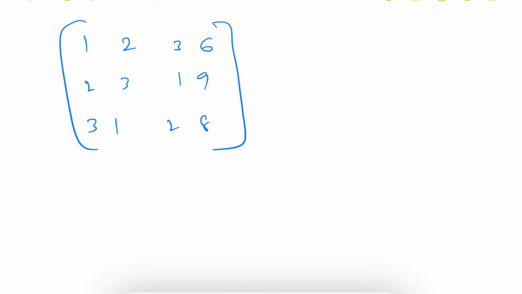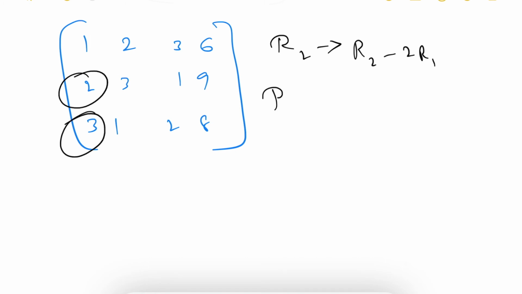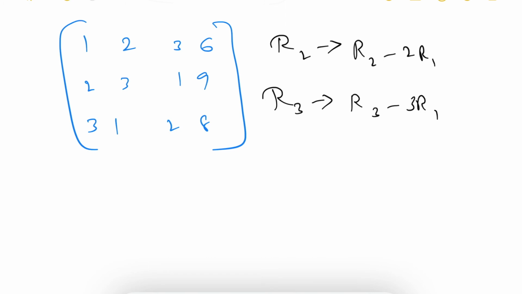Now what I will do is, here I want 0 compulsorily. So for that R2 I will change to R2 minus 2R1. The same way here I want 0. So for that I will write R3 goes to R3 minus 3R1. Okay, let us check it out now. First row as it is 1 2 3 6.